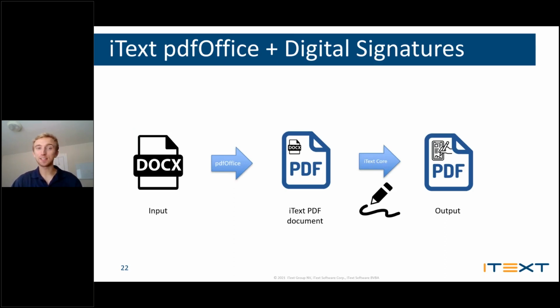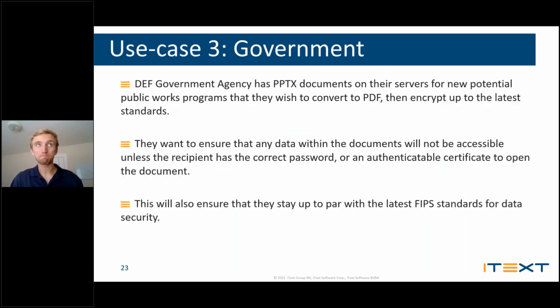So here, again, it looks very similar to the previous one. We have a docx as input. It's one line of code with PDF Office to convert that docx into a PDF. We'll then, as a post process, utilize iText Core to programmatically and digitally sign our documents. This can be implemented on your laptop. Someone could then fill in or sign that digital signature on their phone. So it's completely cross-platform and very versatile in that sense. So in this case, ABC Real Estate Company was very happy.